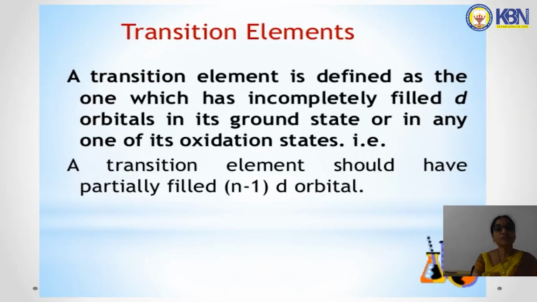What is the difference between d-block elements and transition elements? Both are not the same. In d-block elements, the last electron enters the d orbital. But in transition elements, the (n-1)d orbital is partially filled. So all transition elements are d-block elements, but not all d-block elements are transition elements.